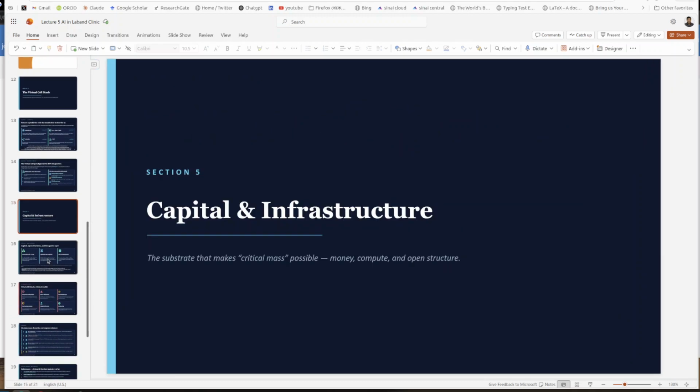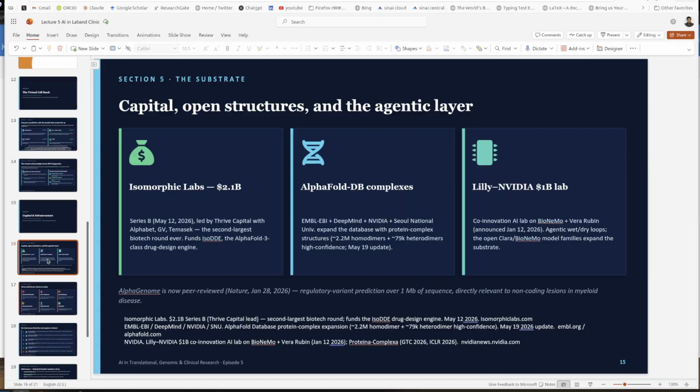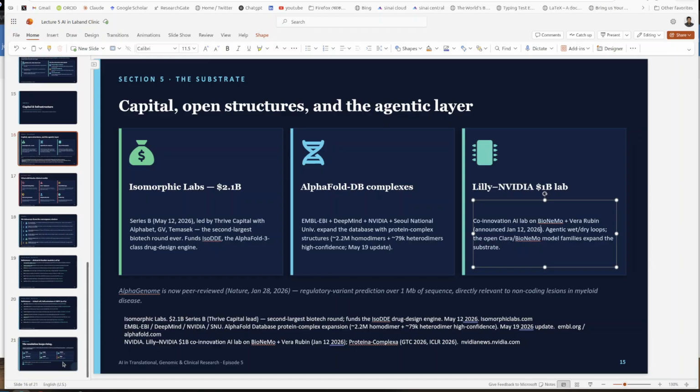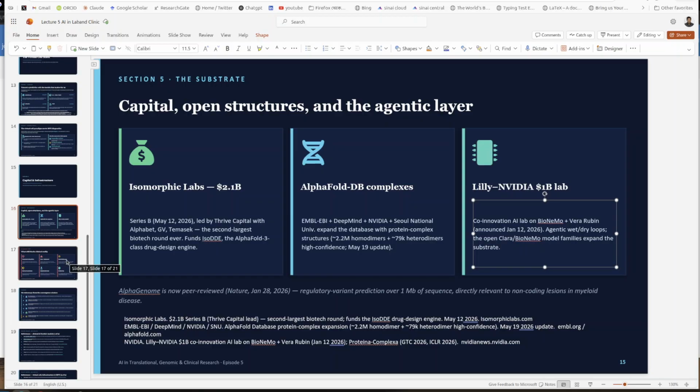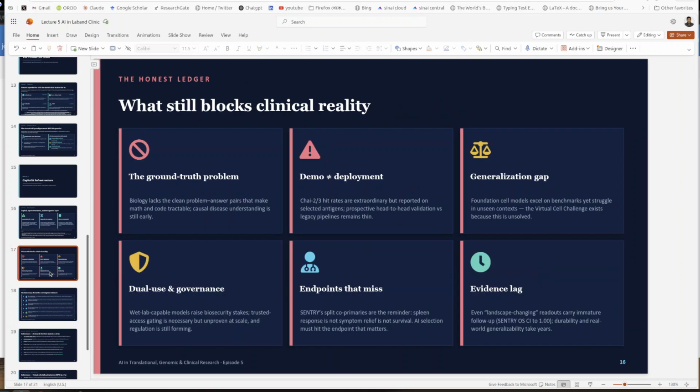Now that brings us to the capital and infrastructure. Isomorphic Labs has raised $2.1 billion, with Thrive Capital and others, AlphaFold to have DB Complex, and then we have Eli Lilly and Nvidia. We discussed it in earlier lectures also. Also, Chai has this agreement with Pfizer, and there are so many agreements nowadays. It's a flourishing time for this area.